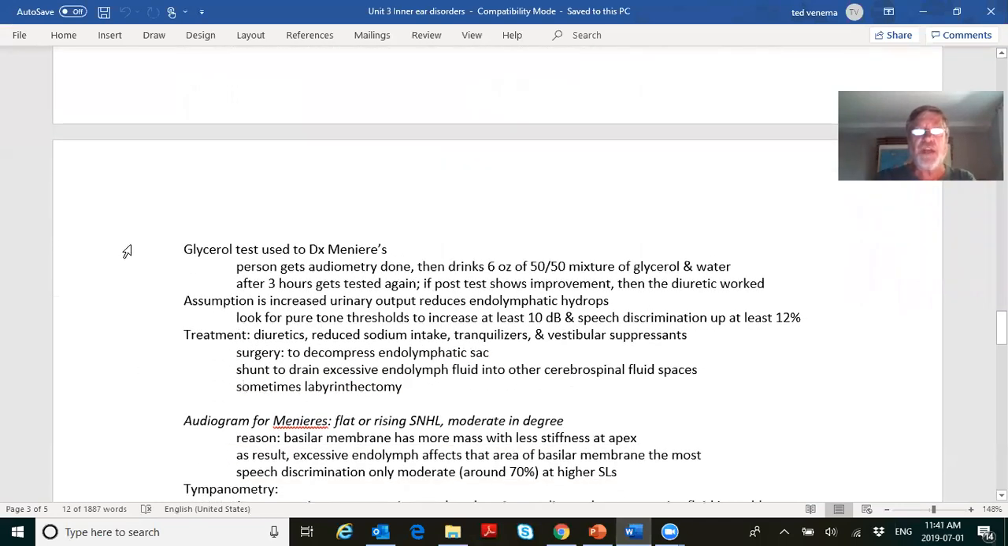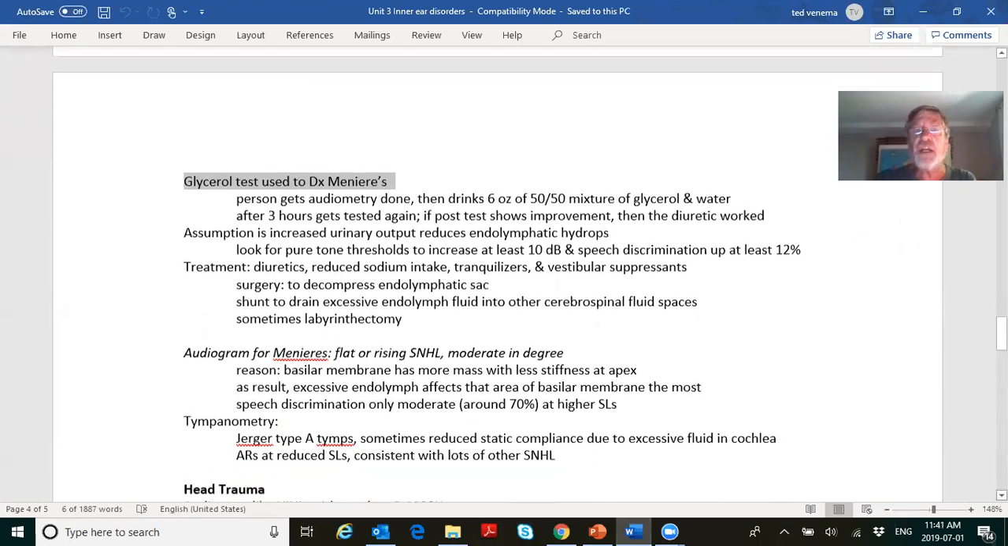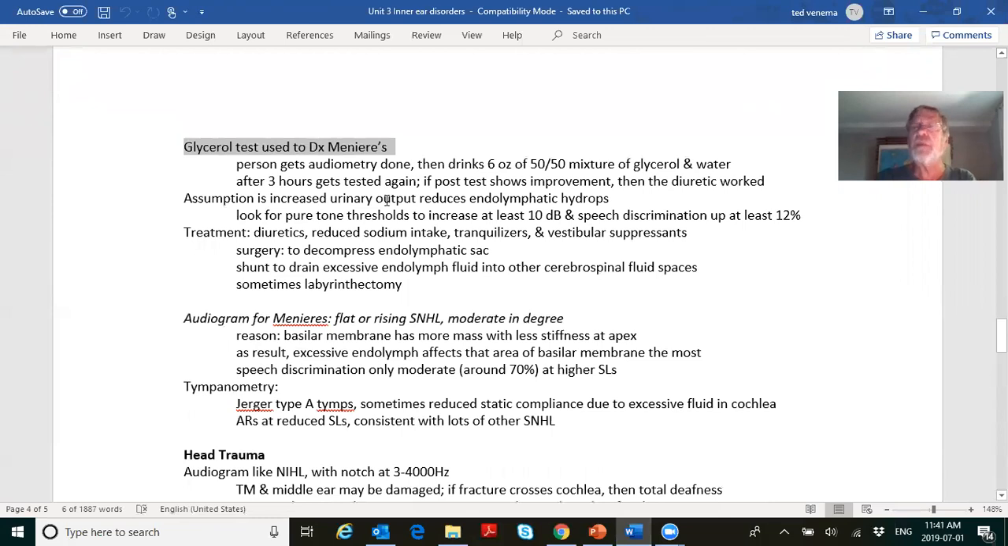The glycerol test is used to diagnose Meniere's disease. Glycerol is a diuretic. It makes people pee, okay? So if you're drinking glycerol that the doctor gives you as a test for Meniere's disease, and after you've taken the diuretic and you've peed and your Meniere's disease is a little bit less, the doctor's going to confirm that, yeah, you know what? When I gave you the diuretic, you had less endolymphatic hydrops, less fluid buildup of pressure.